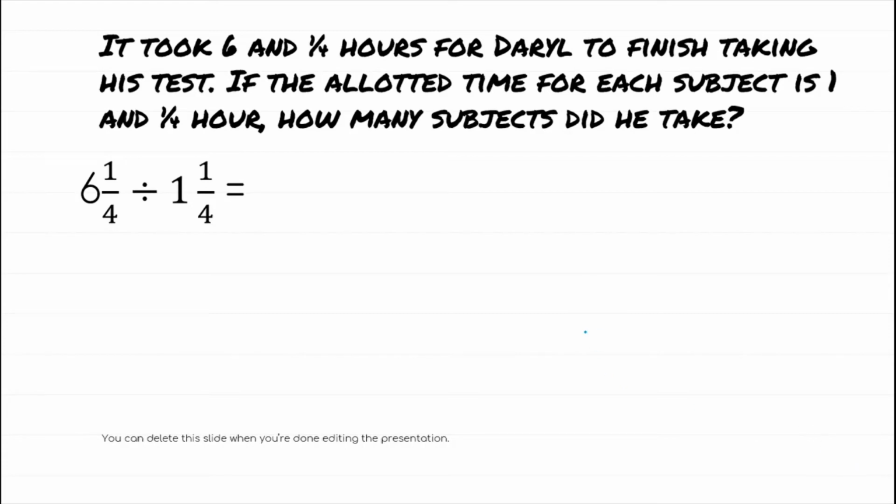Okay, so for this one, of course, we need to change our mixed numbers into improper fractions, and after that we are going to get the reciprocal of the second fraction, and from division it will change into multiplication. So let us now change. 4 times 6, 24. 24 plus 1, that is 25. And then just copy the denominator 4. The next one, 4 times 1 is still 4. 4 plus 1, that is 5.